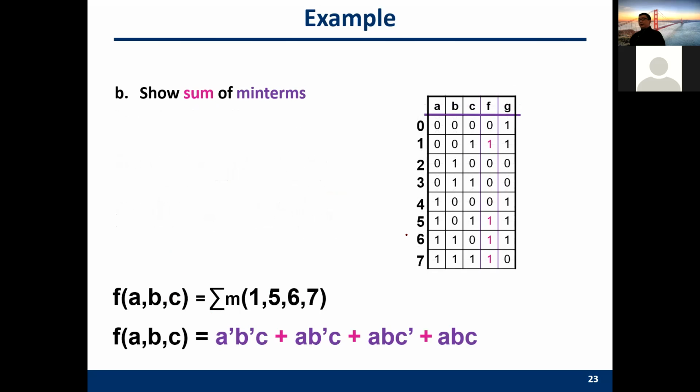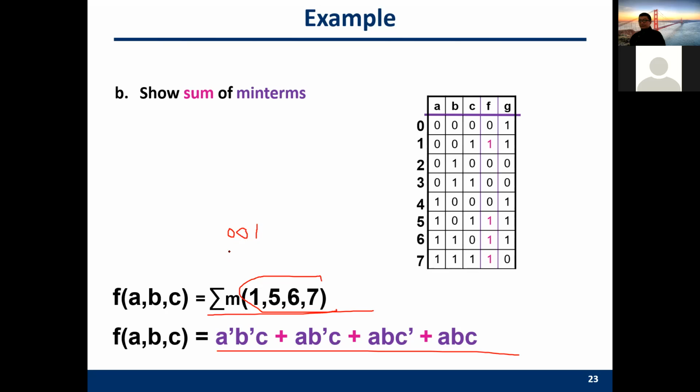So here, for simplicity, we only show the F function case. When we have this expression, we can write it like this. For this sum of minterms, we have four terms here, and then we list all the possible four terms. Again, each index here corresponds to one minterm. Let me give you an example. For the 1, when we convert it to the binary form, we have 0, 0, 1.